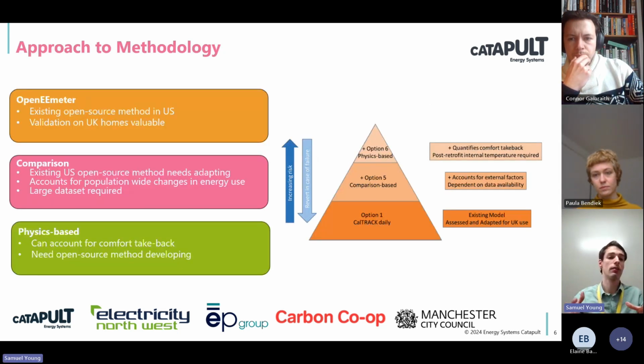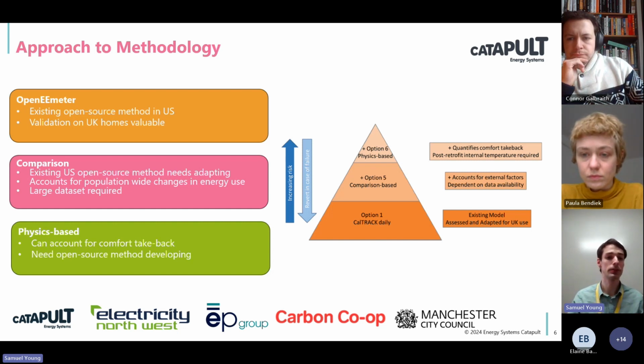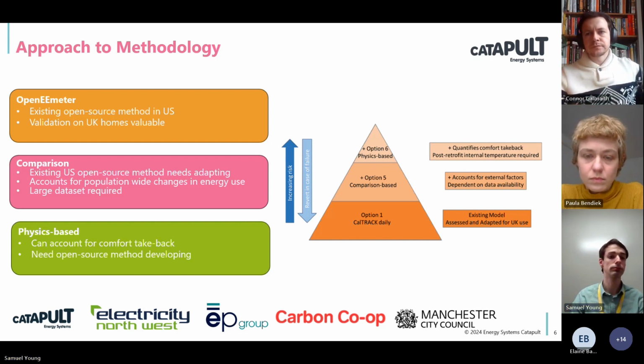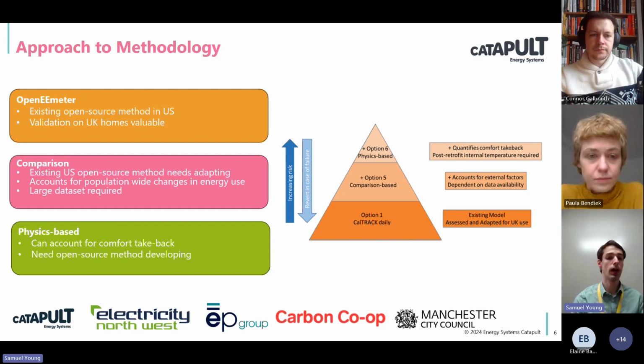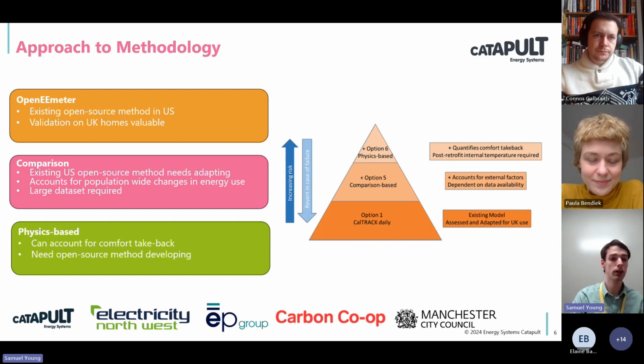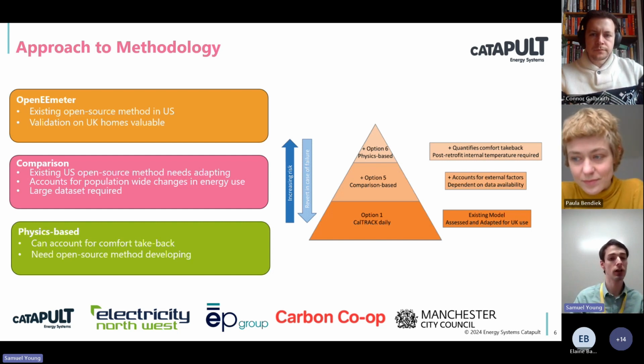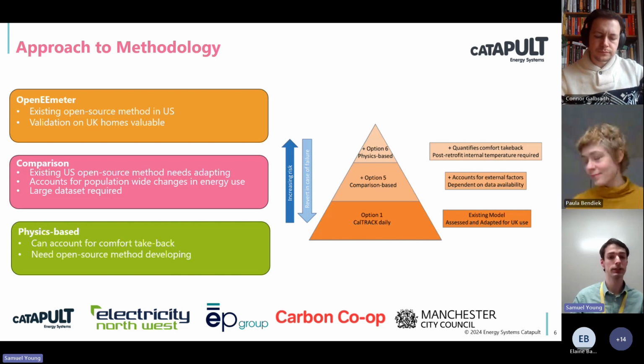The way that our methodology has been developed is to start with the base of OpenEEMeter, which is an existing open source method used in the US. It corrects for weather and time of year and that kind of thing. But it has limitations because it can't account for external factors like price or COVID and big one-off countrywide events. So we've leveraged some of the existing US work on how you apply comparison groups to OpenEEMeter homes that can control for those external factors.